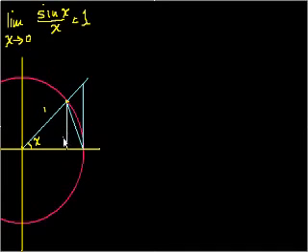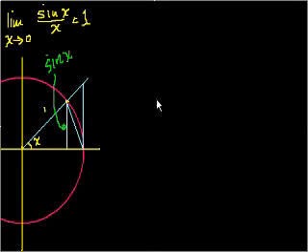Well, by definition, sine of x is defined to be the y-coordinate of any point on the unit circle. So this is sine of x. Right? So this is sine of x. I'm going to run out of space, so let me draw an arrow. That right there is sine of x.